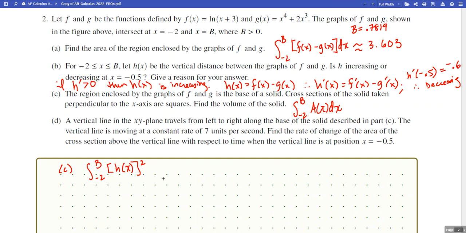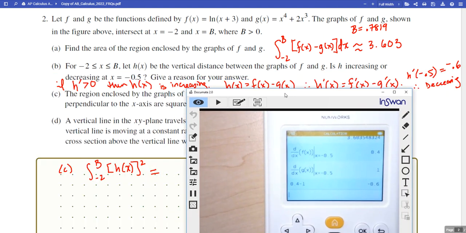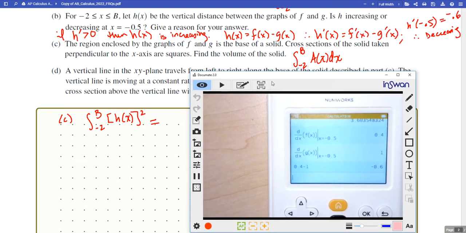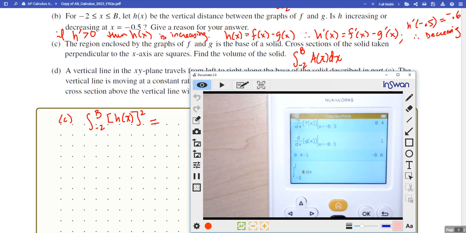Okay, so if that's the case, and h of x is f of x minus g of x, we're going to use our calculator here. Let's slide this over so that we can see our work a little bit better. Slide this up. There we go, so we can see more. So I'm looking for an integral from -2 to, what was it, 0.7819.